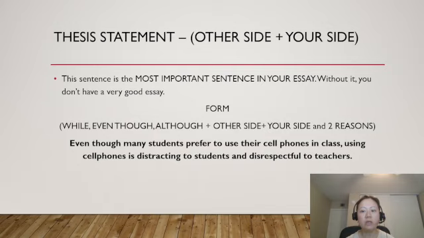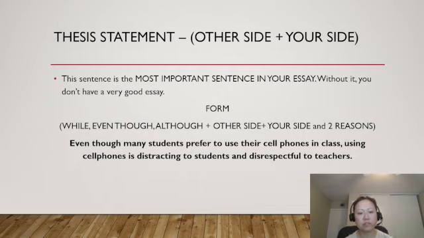So we're going to use some contrasting words to talk about the other side. For example, you can use while, even though, although, plus the other side, and then your side and the two main reasons you're using to support yourself. So here I'm saying, even though many students prefer to use their cell phones in class. Okay, so I have even though plus my other side that I'm not supporting. Then I launch into my side. Using cell phones is distracting to students and disrespectful to teachers.